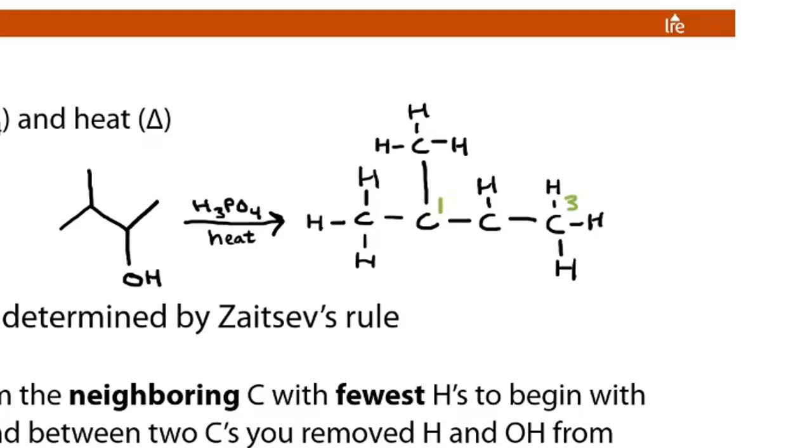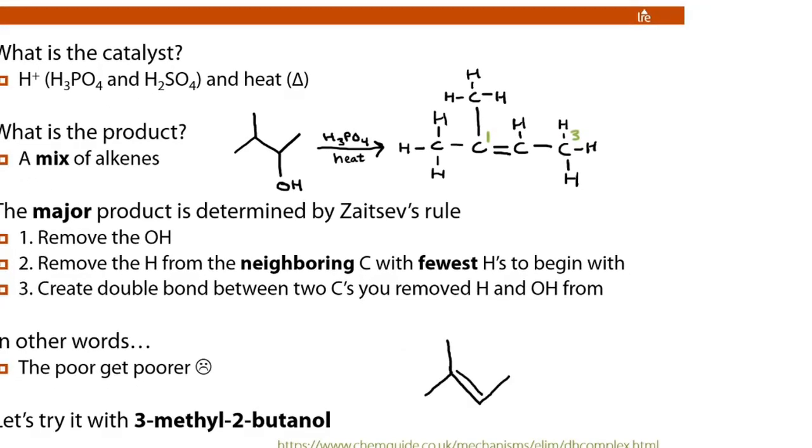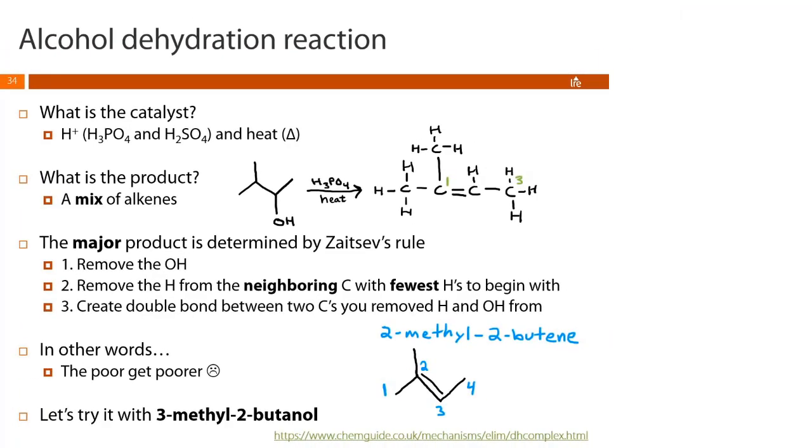And now we're going to finish this off by creating a double bond between the 2 carbons that we removed an H from and removed an OH from. Okay, and let's go ahead and convert the structure into a skeletal structure. And let's number our parent carbon chain. So the final IUPAC name for our major product is 2-methyl-2-butene.